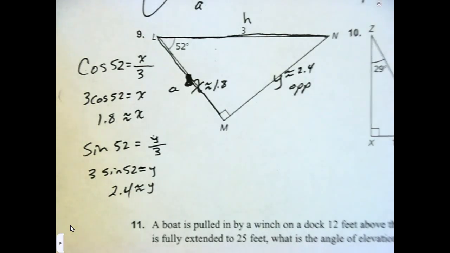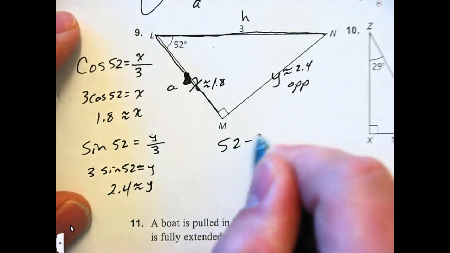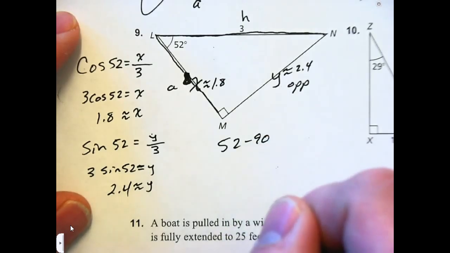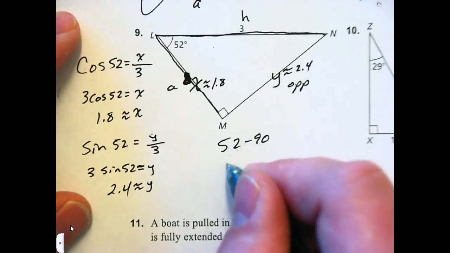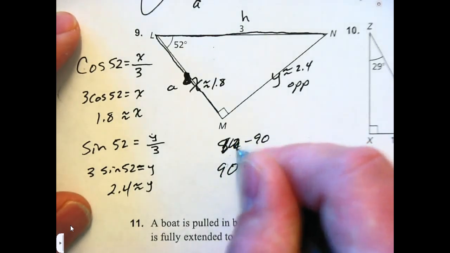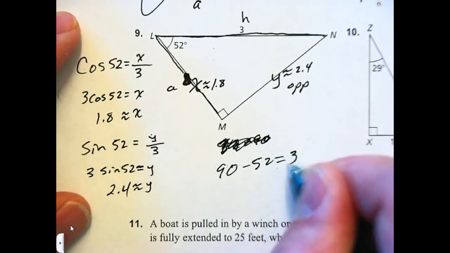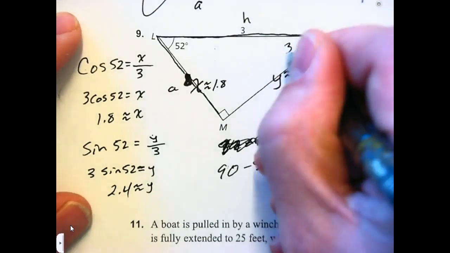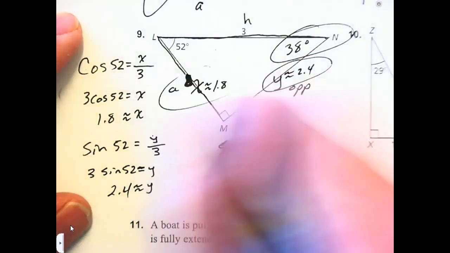I need to find my other angles. How can I find another angle? Subtract 52 from 90. Yeah, 52 minus 90. That's going to give me a negative. Oh, 90 minus 52. I think that's what Sam said originally. Anyway, 90 minus 52 is 38. 38 degrees. Very good. All right, so you got all 3 parts.